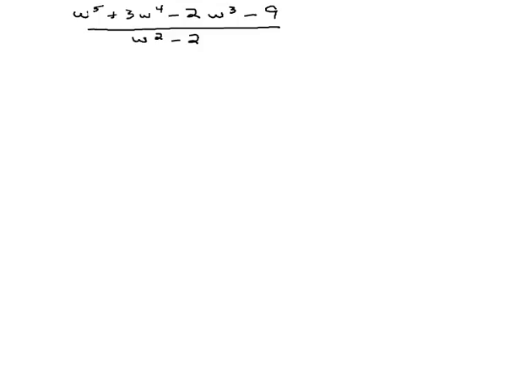By that I mean, in the numerator we have a fifth power term, a fourth power term, a third power term. We do not have a squared term. We don't have a w to the first power term. In the denominator, the same thing is going on. We have a w squared term. We don't have a w term. We have a constant term.